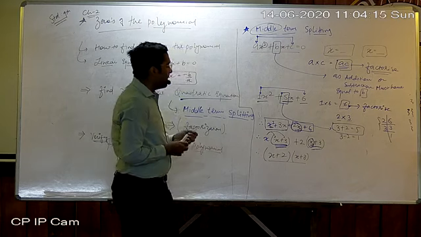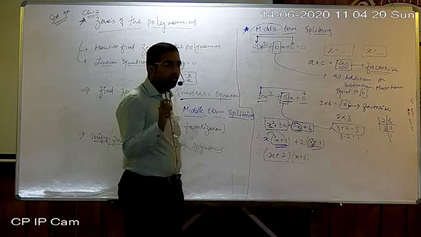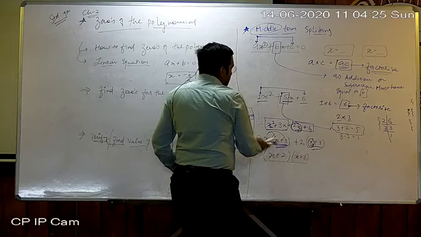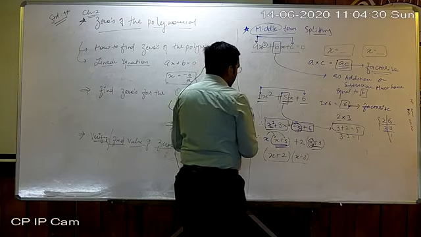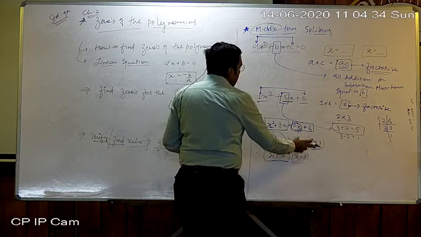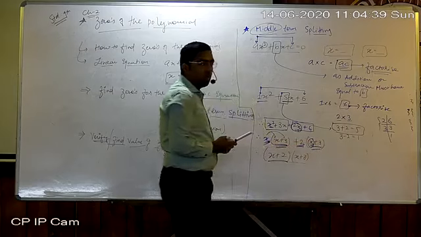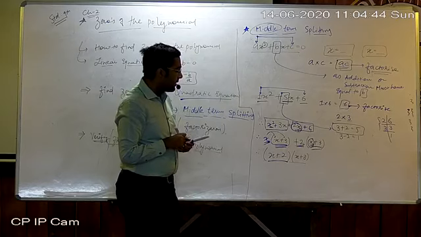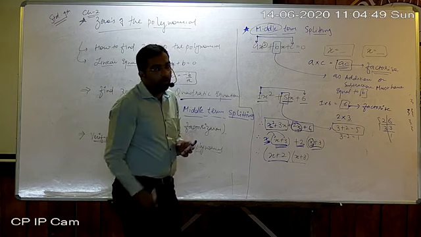Here x plus 3 is written 2 times, so you have to take x plus 3 one time, and the remaining terms, x plus 2, in the other bracket. So my answer is x plus 2 and x plus 3. Clear, students?